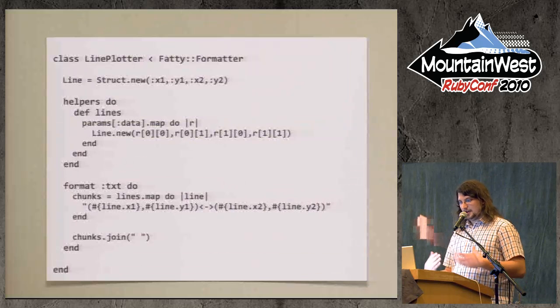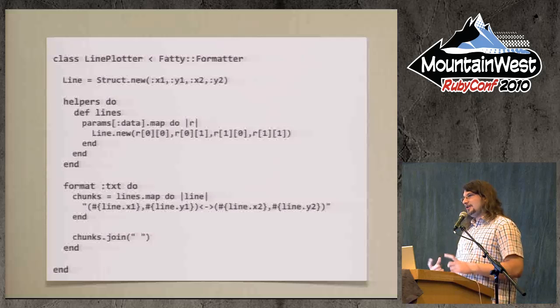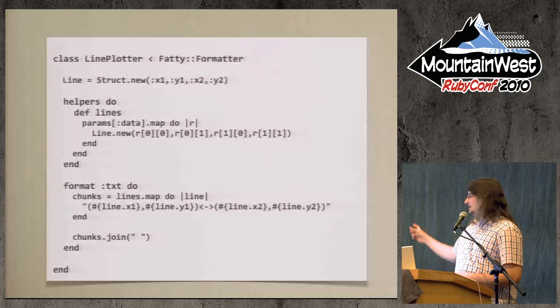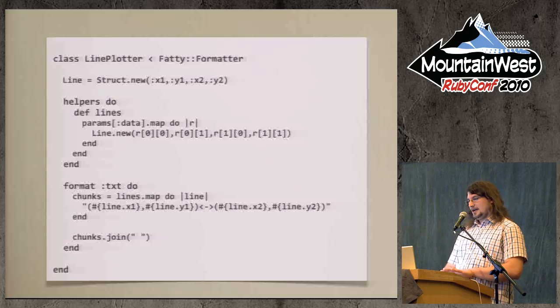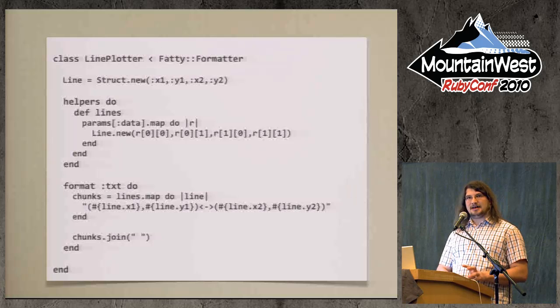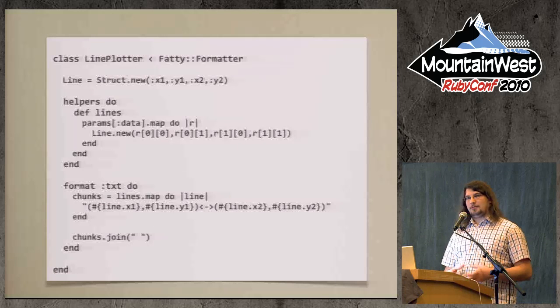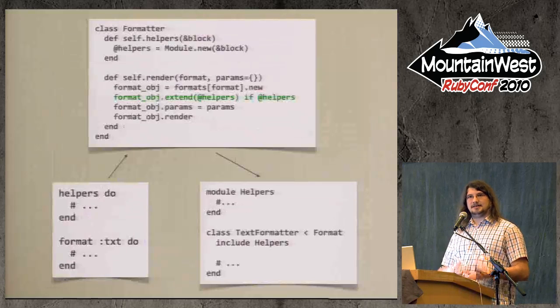But again, what we'd like to do is lift this up. Because if we're doing it again and again, you don't really want to type that include helpers line into every single format that you're working with. So stealing again straight from Sinatra, we make something that allows you to have helpers, and you define your helper module through the simple block form. And now every format that you create in the context of this formatter will have access to those methods.